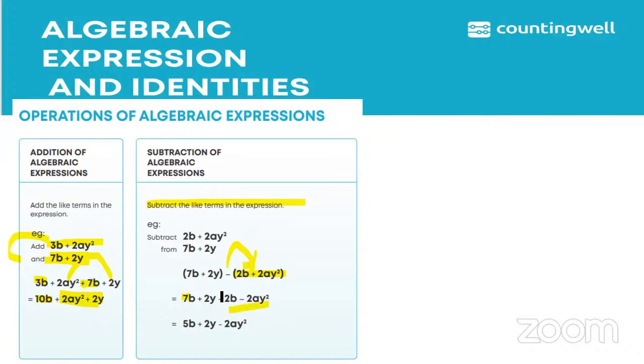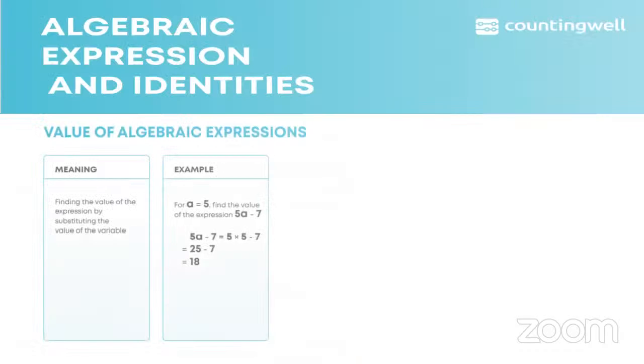Note that 7b and 2b are the like terms. So we are subtracting the numerical coefficients. 7 minus 2, we have 5b. And the other two terms should remain as they are. So we have 5b plus 2y minus 2ay square.